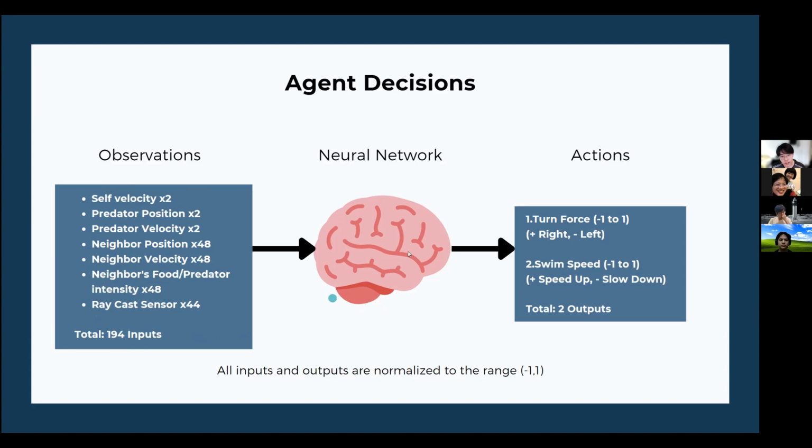We input these values into the neural network, and the neural network will compute and output two actions. The first action is the turn force action. This value will determine whether the agent will turn left or right and how sharply or how strongly the agent will turn. And the second action is the swim speed. This output determines the acceleration or deceleration of the agents. All inputs and outputs are also normalized to the range of -1 to 1.